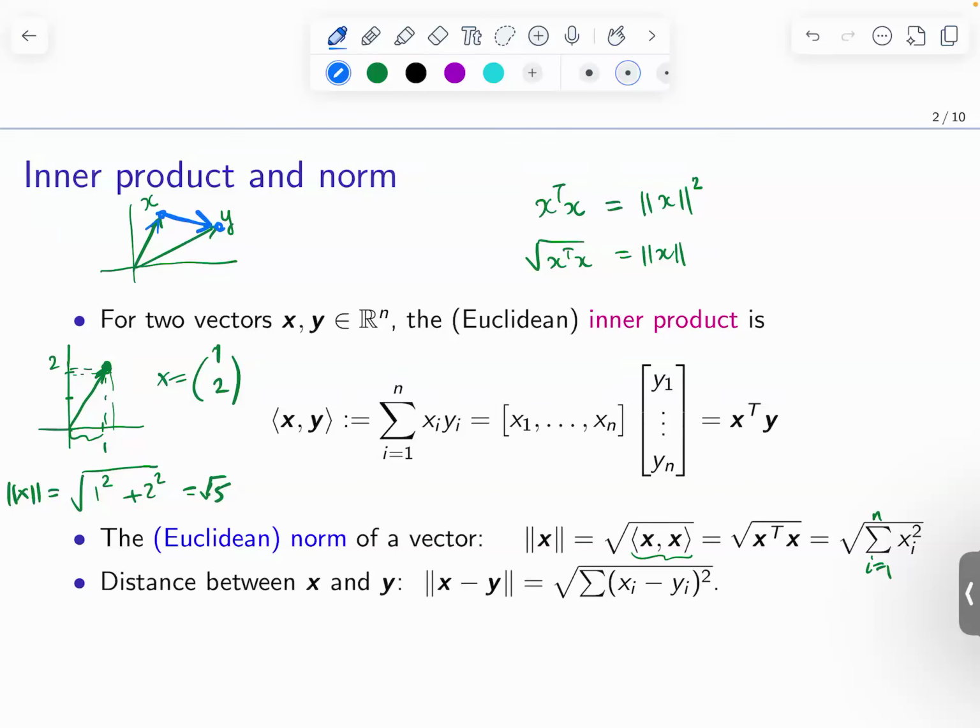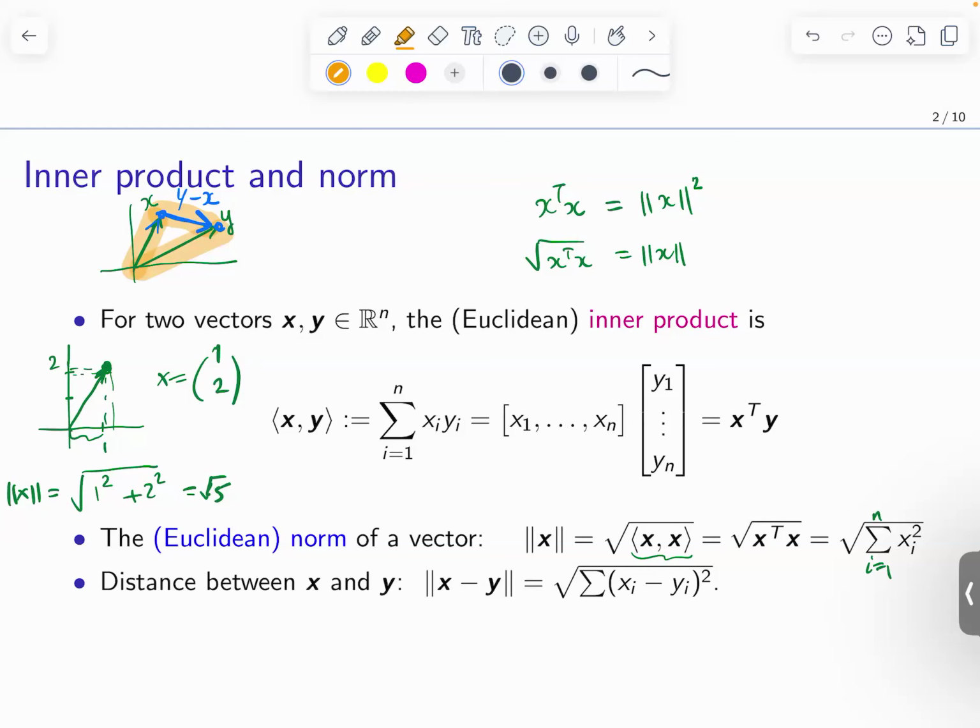Y minus x. So this would be y minus x. Yes, because if I add x to this, I get y. So x added to this would give me y, like if you remember what vector addition looks like in a picture.